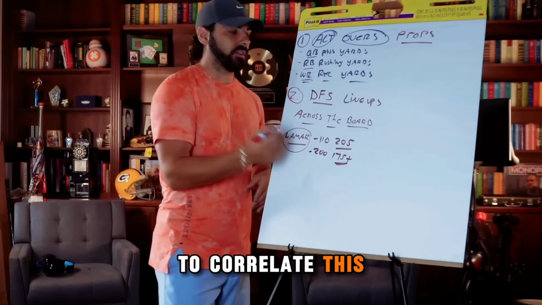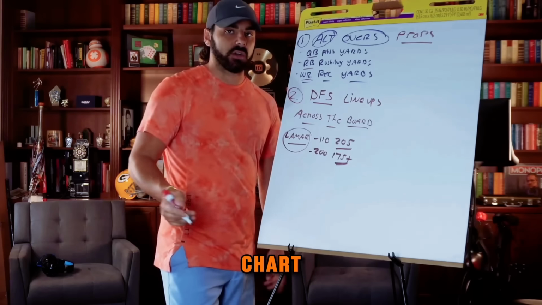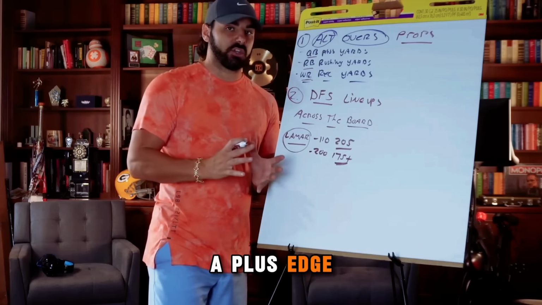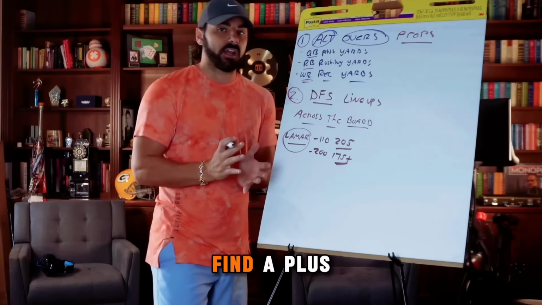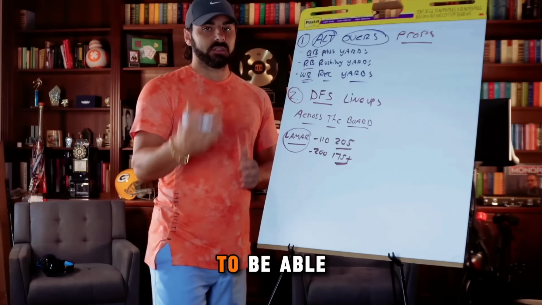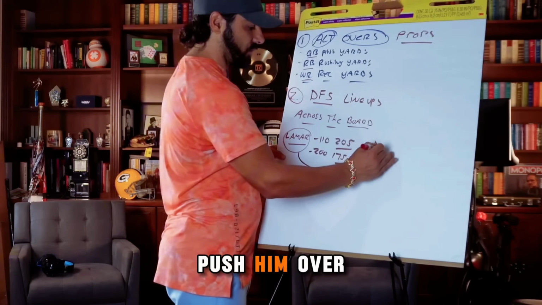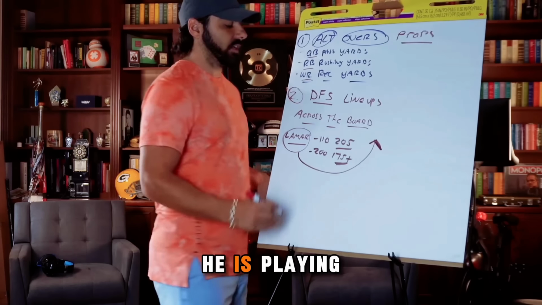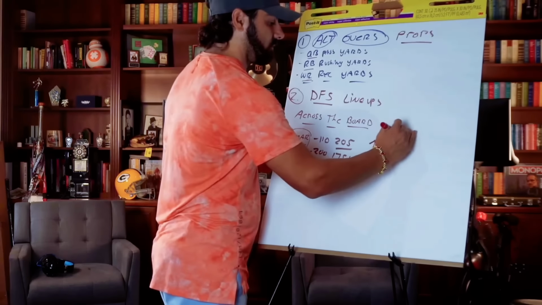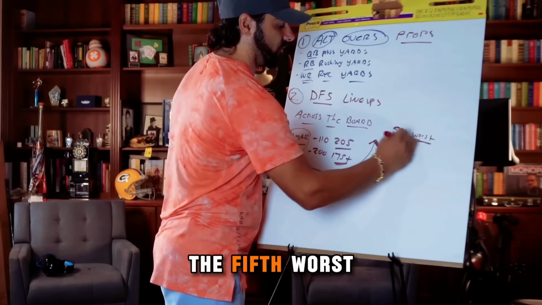Now we need to correlate this with our probability chart to see exactly if we have a plus edge, and if there's a way to find a plus edge in these players to give us the highest probability. So we're going to take Lamar Jackson, push him over here, and say that he is playing the 5th worst defense against the pass.